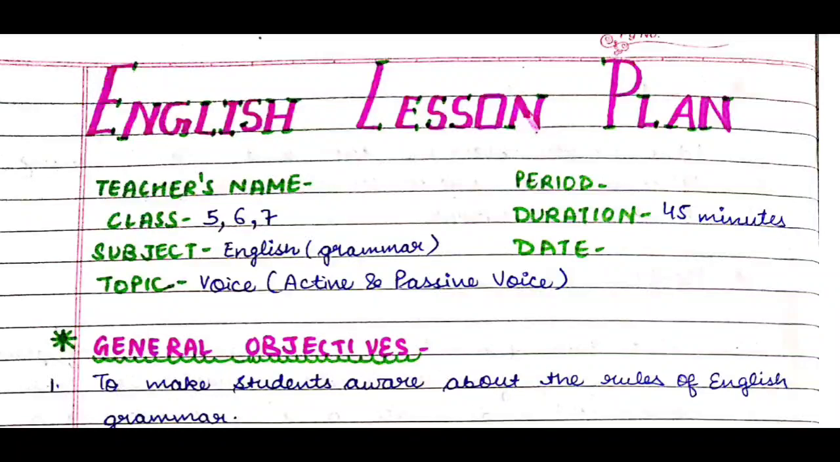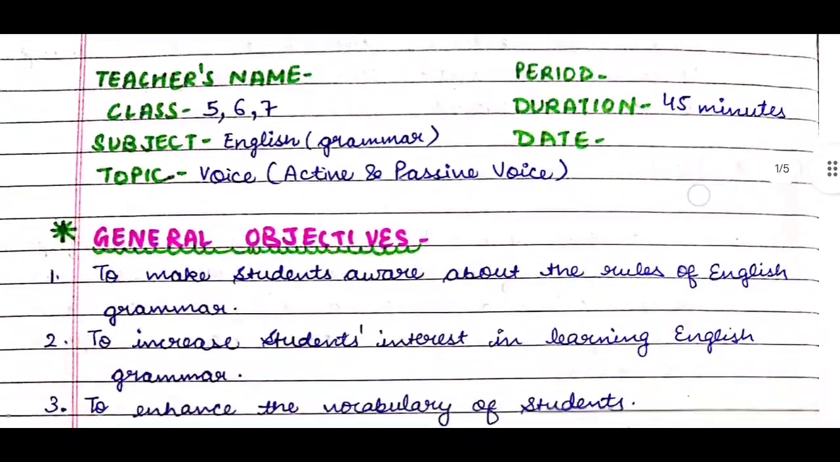So in the starting, as you know, we'll write the details, okay? Like teacher's name, class, subject, topic, period, duration, date, okay? You can refer to as I have written, and you can use this lesson plan for class 5, 6 and 7, and you can modify the content according to the class, okay?